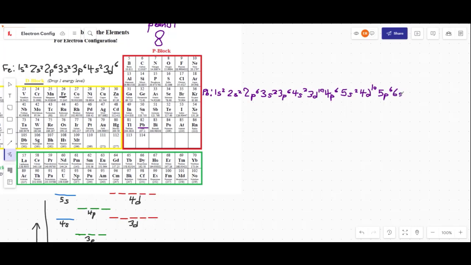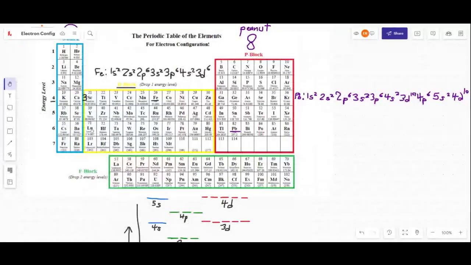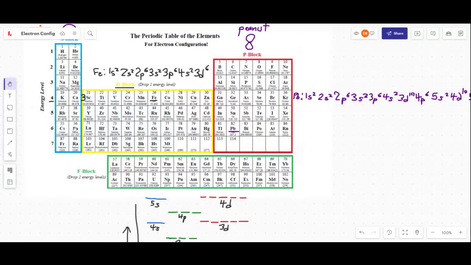6s2. Very good. Now this is where it gets just slightly tricky. What comes after 6s2? Here's your 6s2. Note the number though. After 6s2 is 56. Where's 57? Great question. It's all the way at the bottom in F.